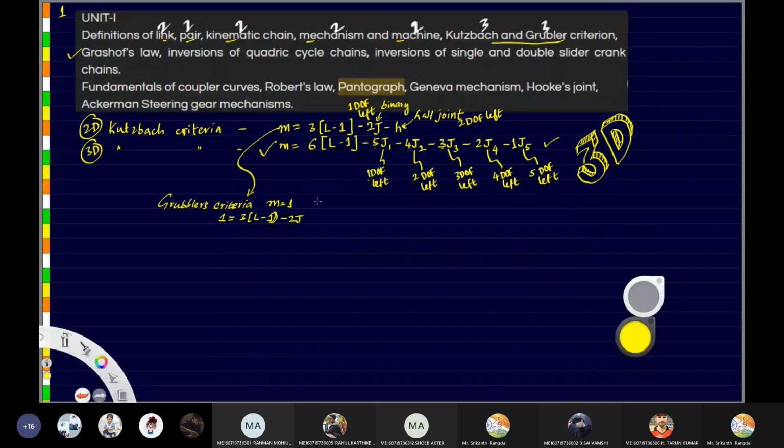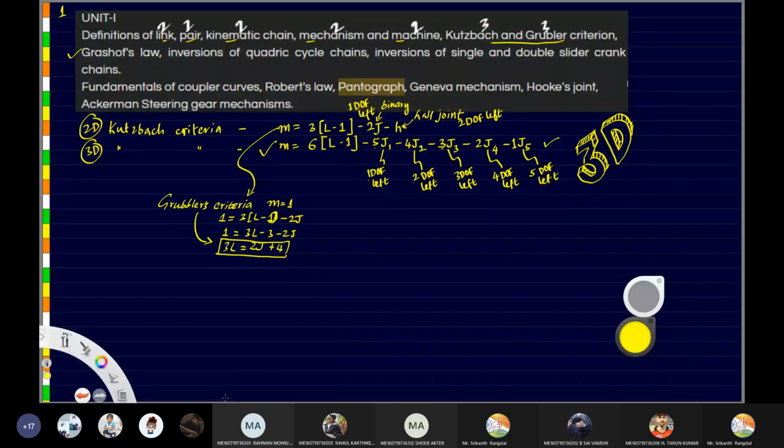This half joint we will usually neglect in Grubler's criteria. So now what do we get? If we expand this, we get 1 equals 3L minus 3 minus 2J. If we shift the 3 to the other side, 3 plus 1 becomes 4, and 2J shifted to the other side becomes plus 2J. So we get 3L minus 2J minus 4 equals 0. This equation we refer to as Grubler's criteria.